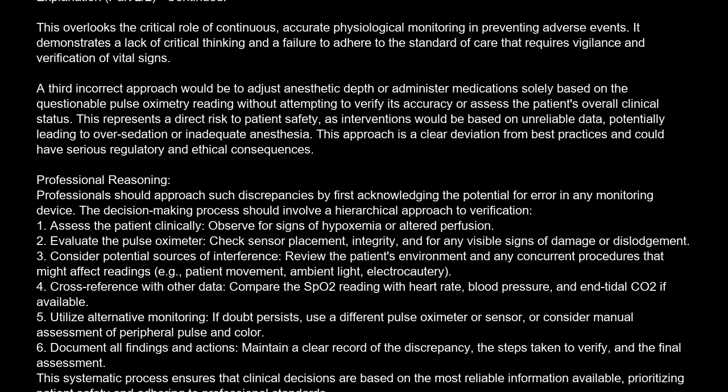4. Cross-reference with other data. Compare the SpO2 reading with heart rate, blood pressure, and end-tidal CO2 if available. 5. Utilize alternative monitoring. If doubt persists, use a different pulse oximeter or sensor, or consider manual assessment of peripheral pulse and color. 6. Document all findings and actions. Maintain a clear record of the discrepancy, the steps taken to verify, and the final assessment. This systematic process ensures that clinical decisions are based on the most reliable information available, prioritizing patient safety and adhering to professional standards.